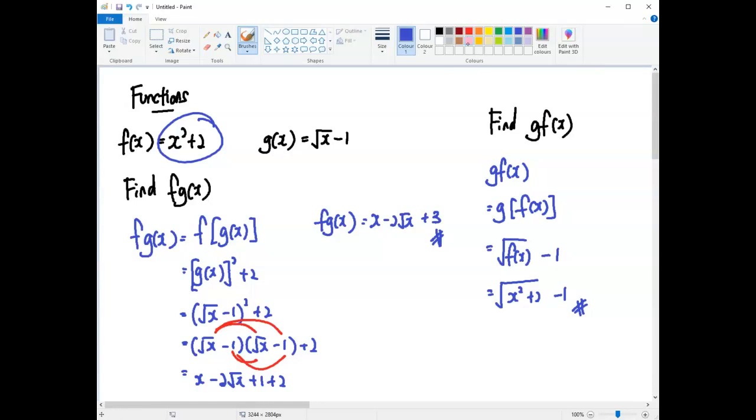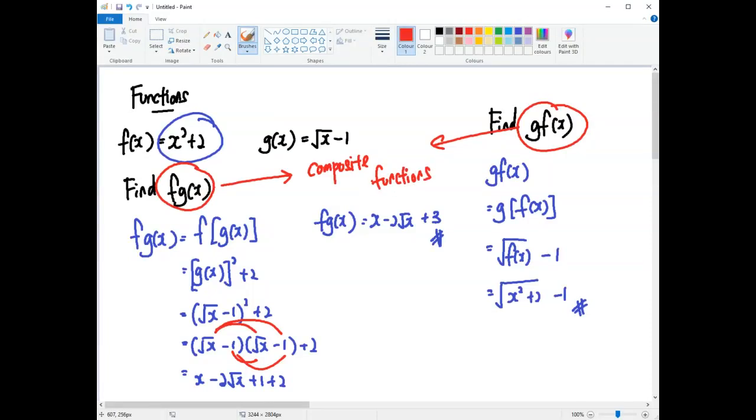For your information, we call f(g(x)) and g(f(x)) composite functions. So g(f(x)), f(g(x)), h(g(x)), g(h(x)), all these are called composite functions. If you do not have any questions, I would like to proceed to inverse functions.